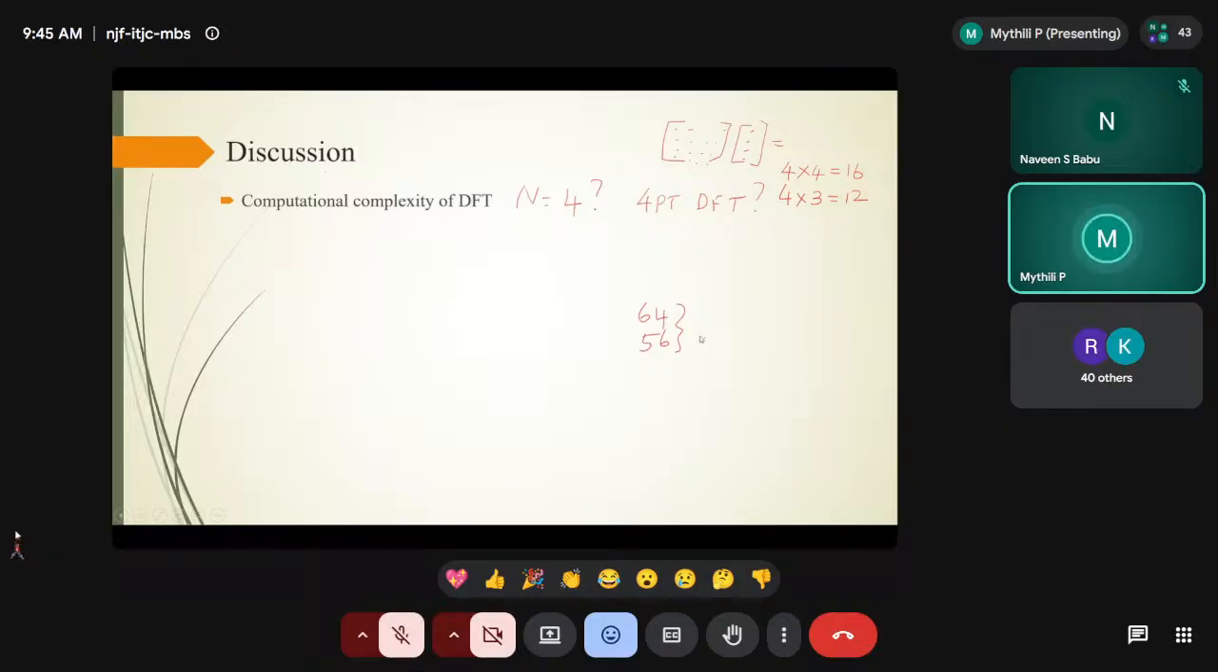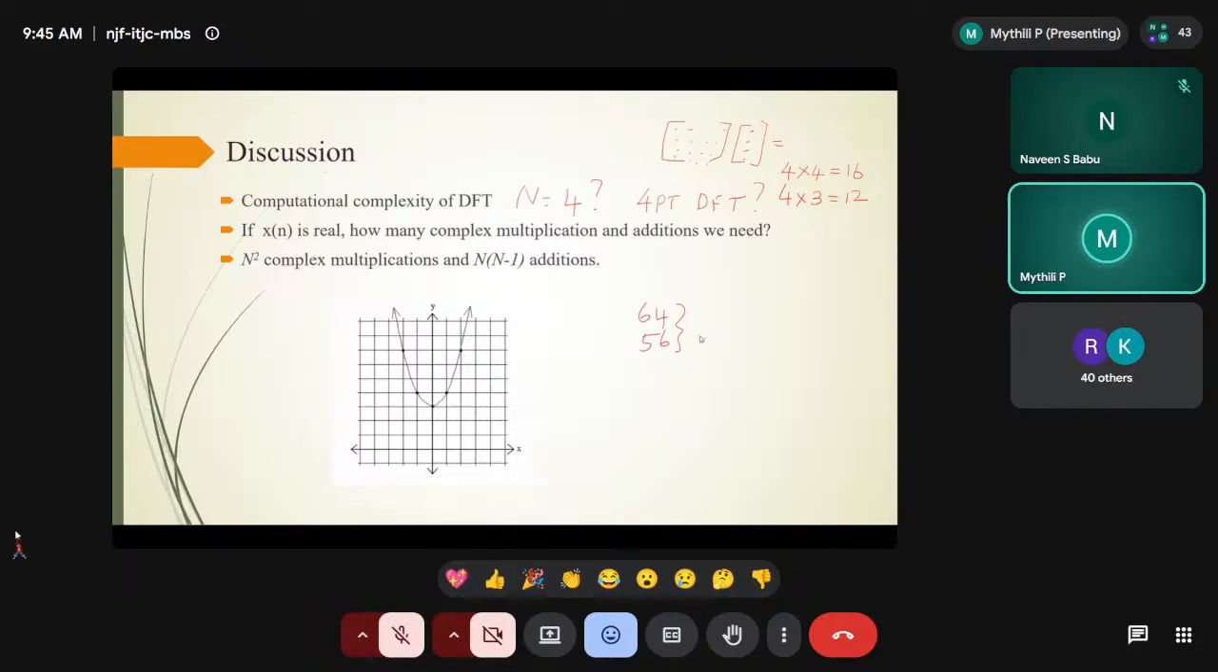As the value of N increases, N square becomes a very high number, as this figure shows. Doing it manually in the class, at least we should be able to do an 8-point DFT. And when you are using a system, a computer or a DSP processor, we still need to reduce the time because we need quick response for our systems.